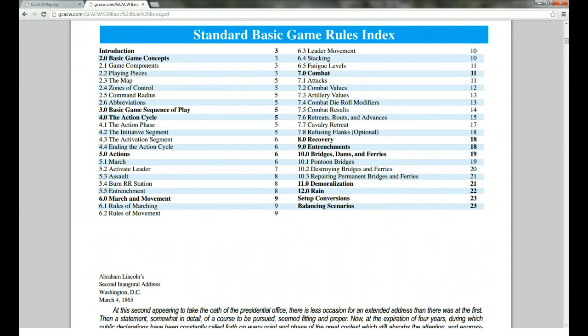Going back to our Great Campaigns of the American Civil War website, the GCACW.com, I've pulled up the standard basic game rules again here, and I'm going to focus this entire episode on section 7, which is all about combat. Specifically, what I want to focus on in this particular recording is the actual combat itself, the individual methods that you attack. Like I said, the marching versus the core assault, the different combat values that are involved, the artillery values, and the other die roll modifiers.